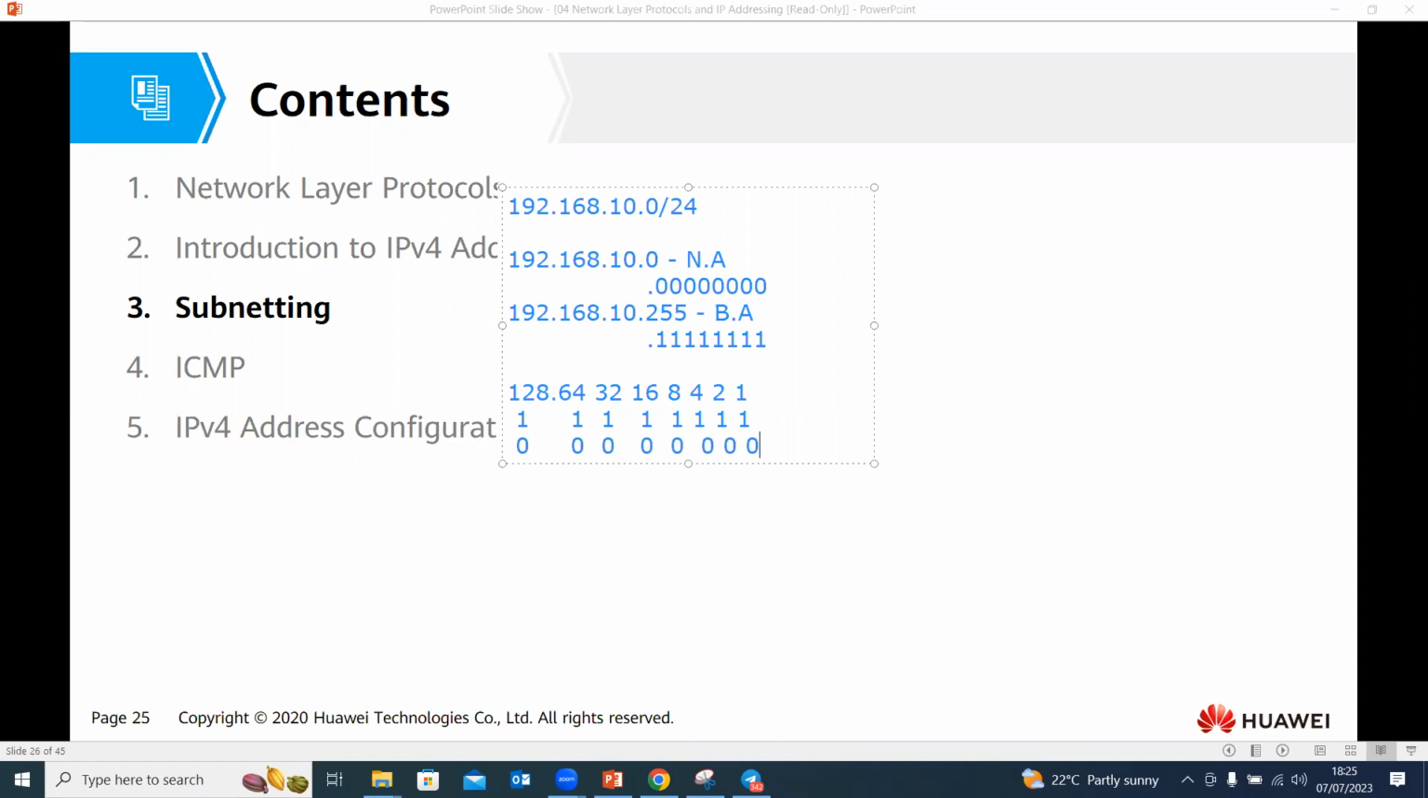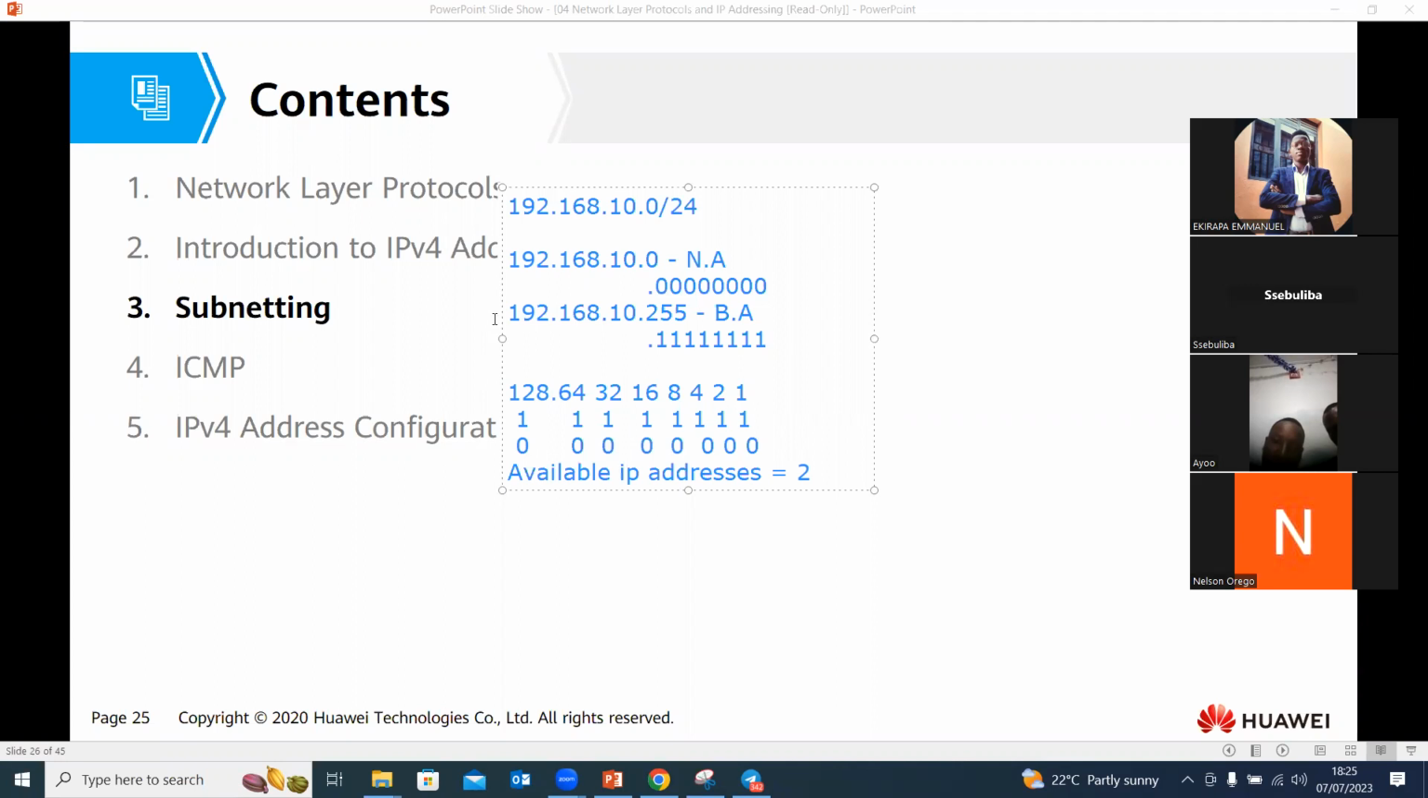Now, how many available IP addresses? How do we calculate the number of available IP addresses that we can assign to the hosts? We shall have 2 power the number of host bits. Host bits, you're counting the bits in the host part. I've told you this is the network part. The host part starts from here. And you have to count this host part here has 8 bits. So you get 2 power 8.